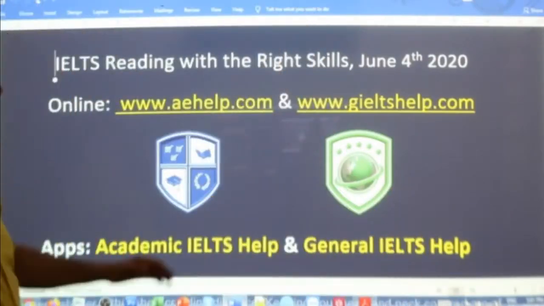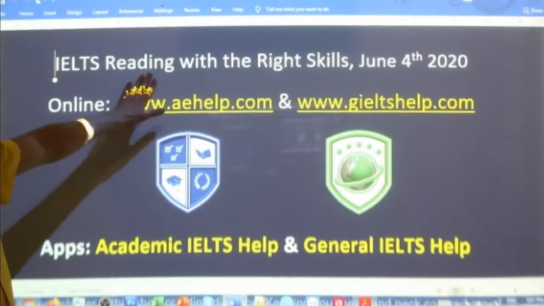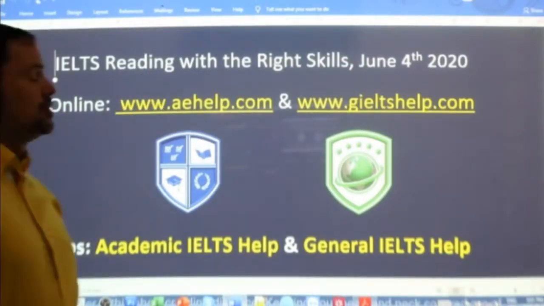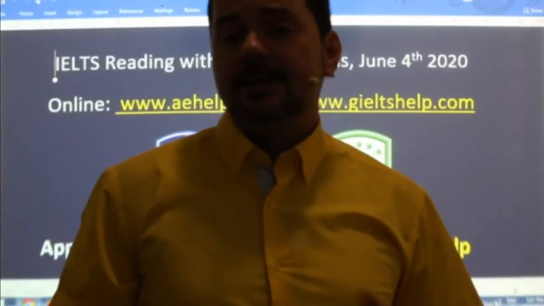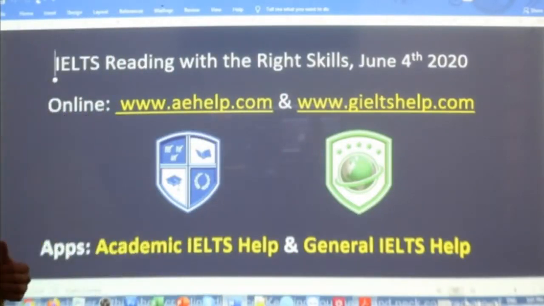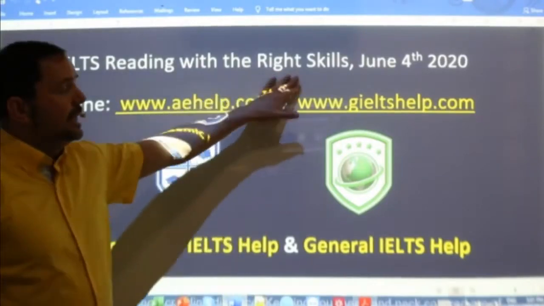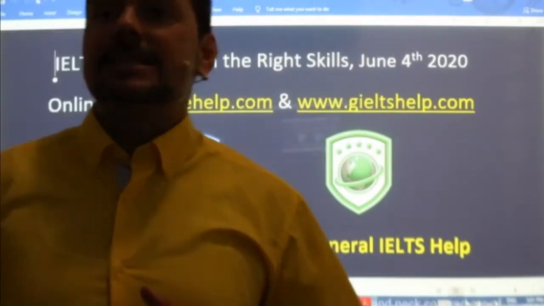This class, we are looking at the reading section, specifically the academic reading module, but for the general reading, your section 3 is very similar to the academic reading, so this is good for general students as well. And the focus here, of course, is studying and practicing the right skills for reading to get those higher band 7s, 8s, and 9s.